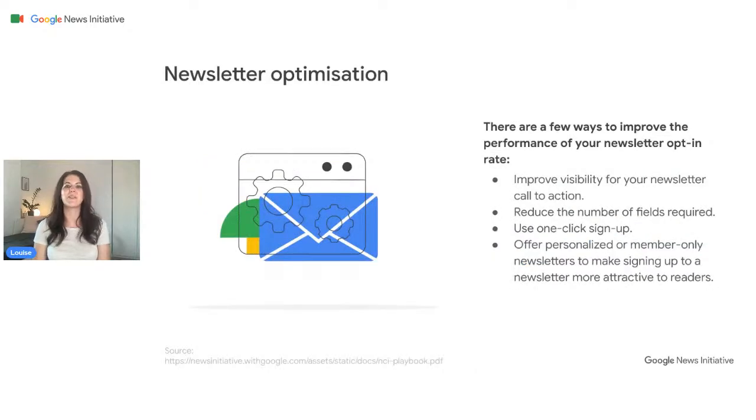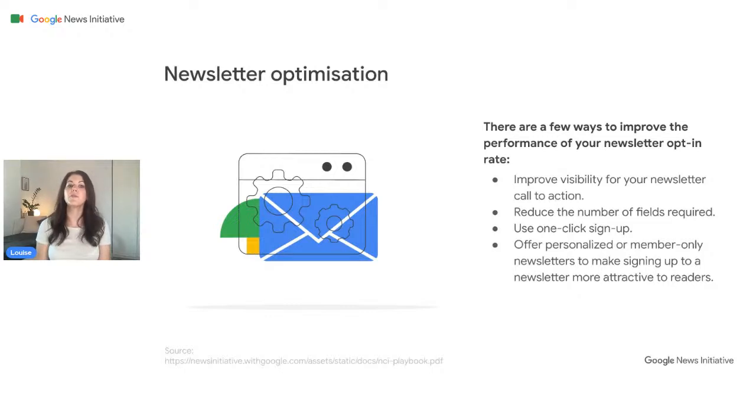Starting off with newsletter optimization, best practices for improving the performance of your newsletter opt-in rate. I've got a few practices for you to consider. Improve visibility for your newsletter call to action. A way of doing this is using contrasting colors for the background of the sign-up box and including a main call to action. Really make it clear and easy for your reader to see what they need to do next.